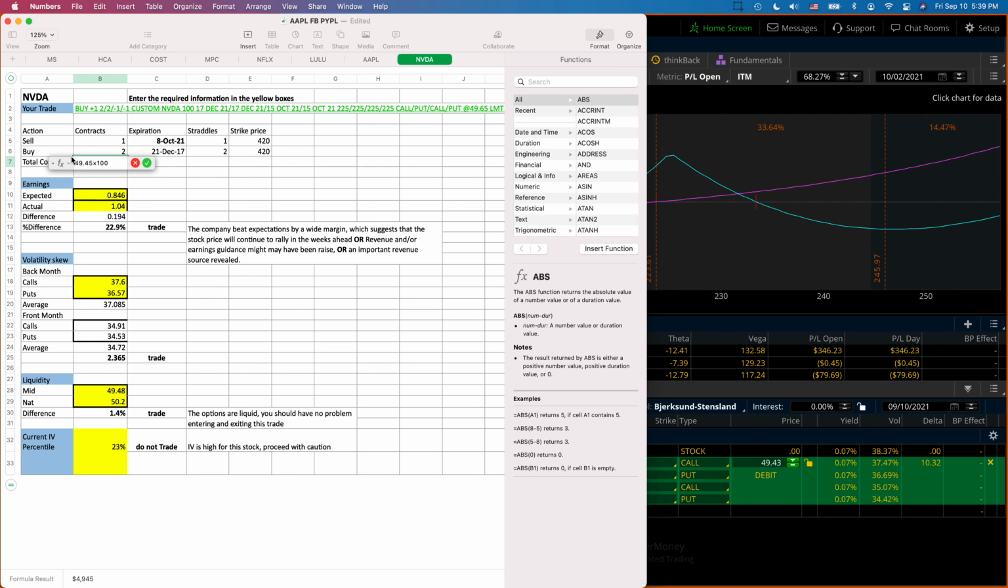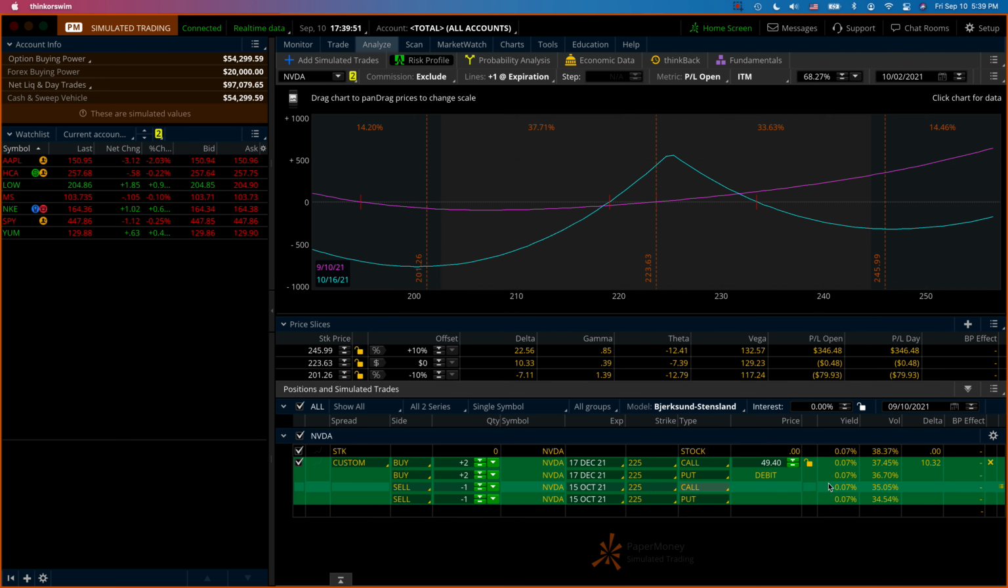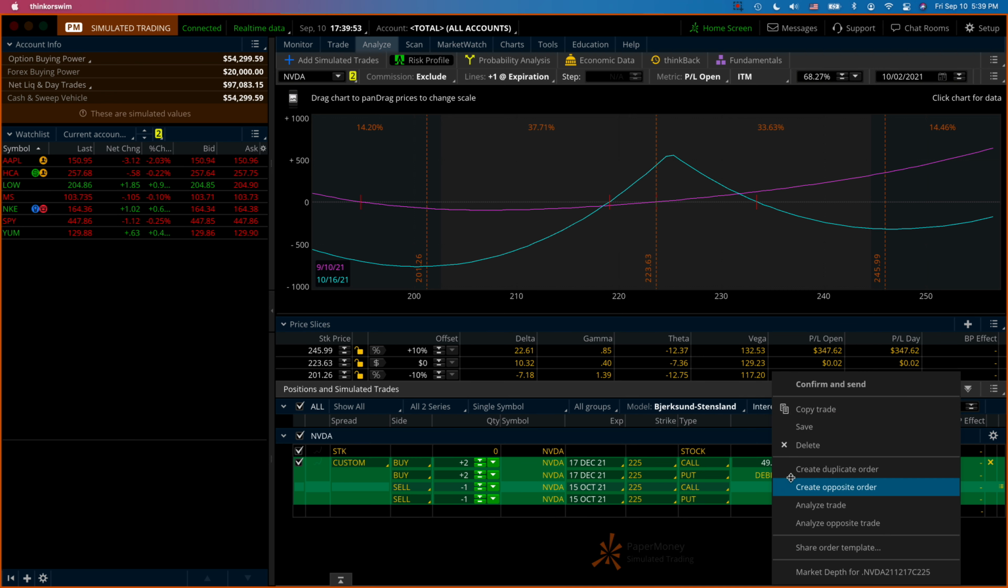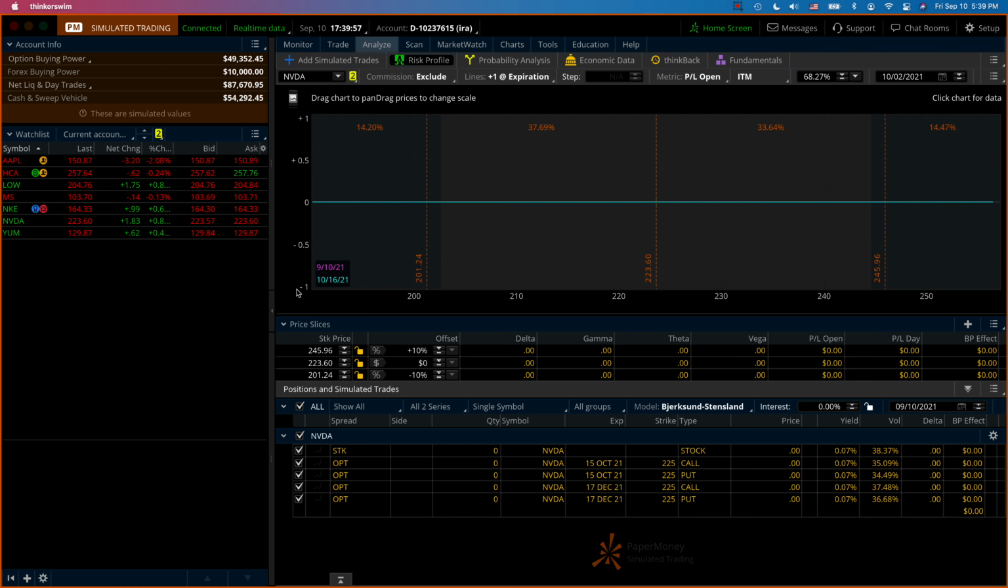I'm entering the data here at the top left corner in case it's hard to see. Okay, 98, that's a little too high, so we can definitely do 1. Okay, so let's do that. Confirm and send. Okay, and it should be coming anytime now.